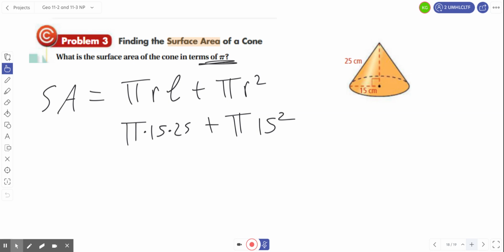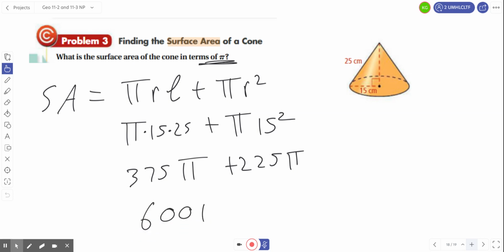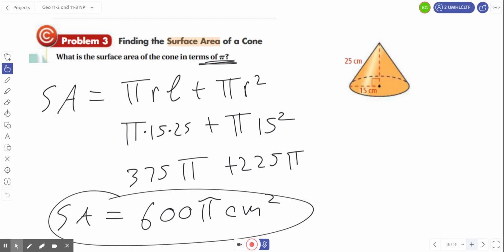15 times 25 gives us 375 pi, and 15 squared is 225, so 225 pi. And when we add those together, we get 600 pi centimeters squared for our surface area of this cone. So even though cones are kind of the weirdest one, they're almost the easiest one to find the surface area of.